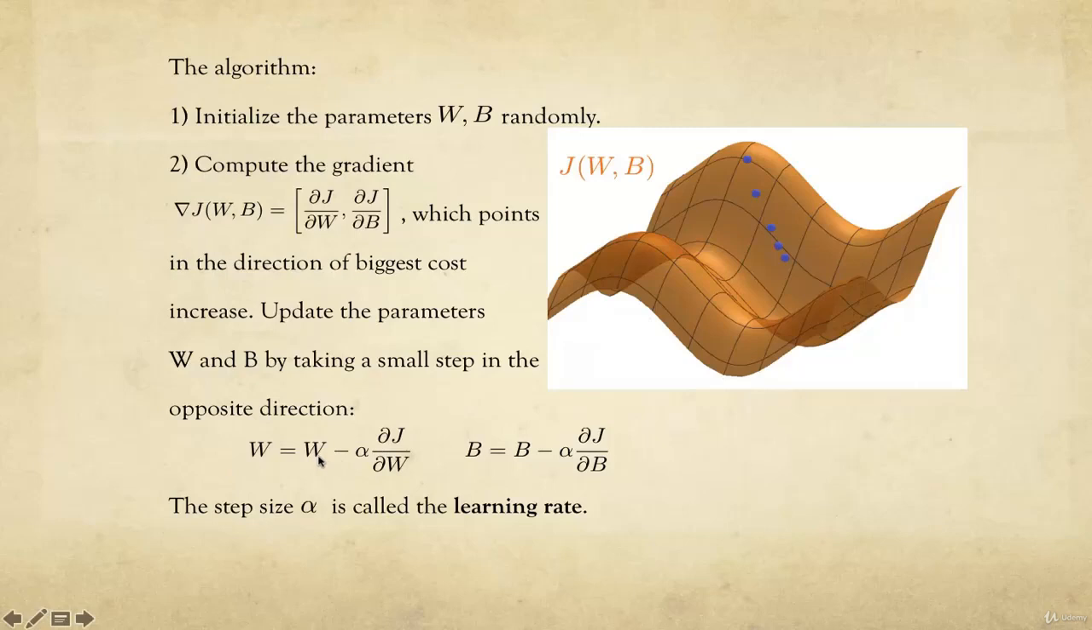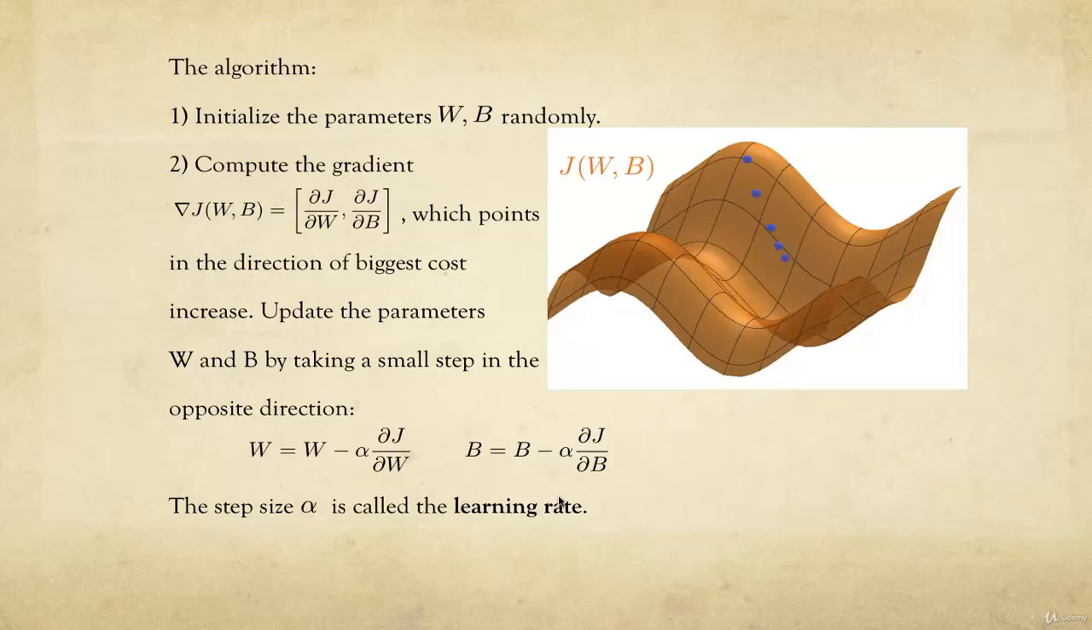So again, this is the old value of W. We'll go in the negative direction of the gradient, and this is the step size. And similarly, take the old value of B. We'll go in the negative direction of the gradient with this step size. So the step size is actually a hyperparameter. It's also known as the learning rate.